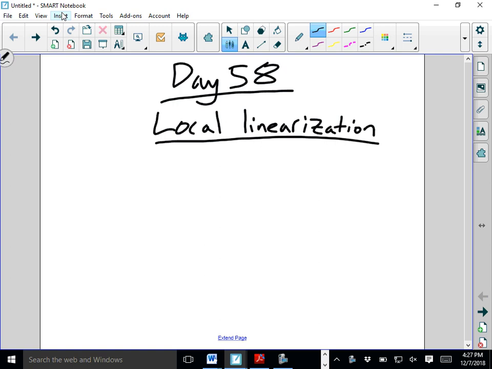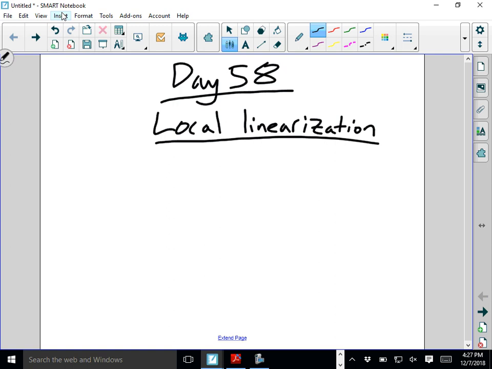The local linearization type points that you get on the test often tend to be some of the easiest points to earn, in my opinion. So it's ones that we really need to get right. This sounds kind of like a confusing topic by the name, but it's actually pretty simple. So this is local linearization.